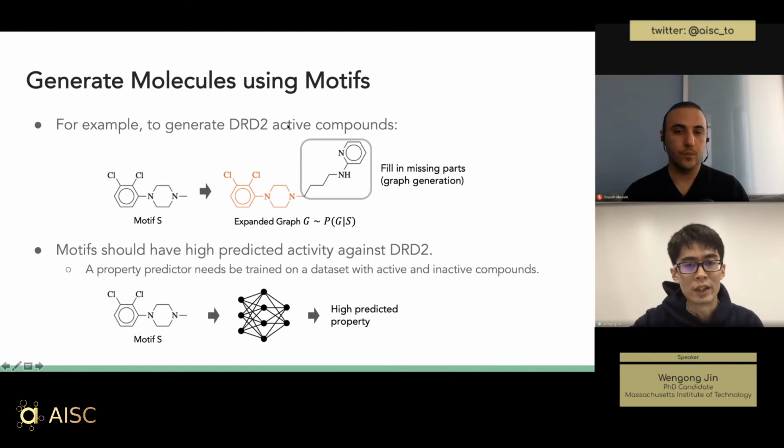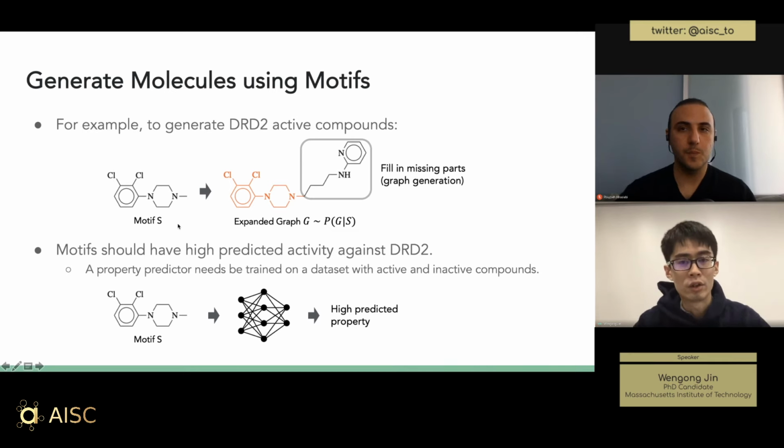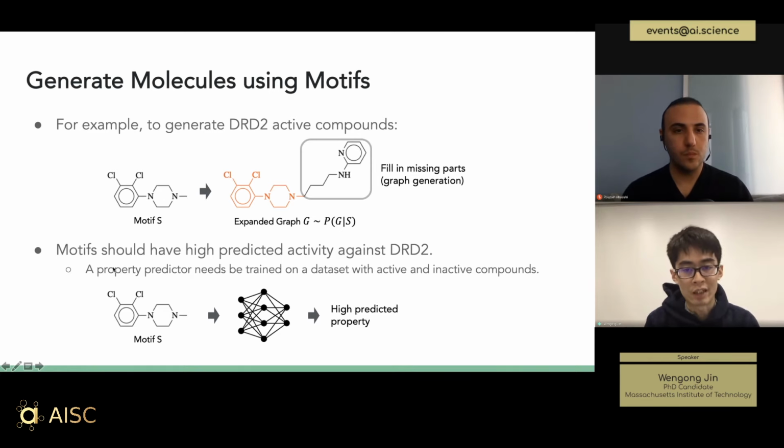For example, to generate a DRD2 active compound, I can start with a motif here that is predicted to be highly active to DRD2, and I can expand it to a full molecule by filling in the missing parts using graph generation. Motifs should have high predicted activities against DRD2. So here we will use a property predictor that will be trained on the dataset with active and inactive compounds.